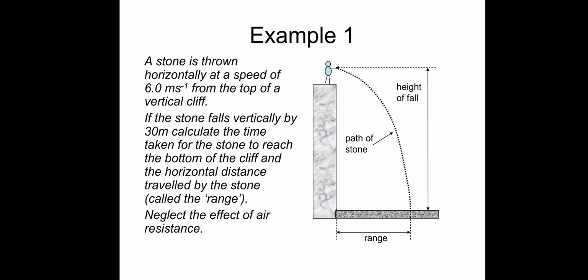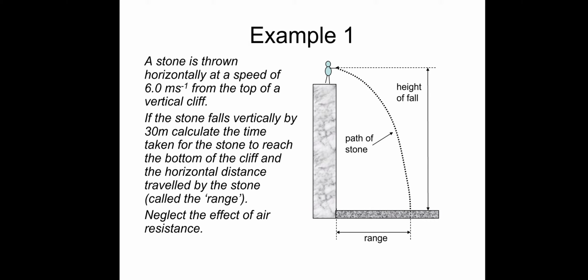So here's example 1. A stone is thrown horizontally at a speed of 6 meters per second from the top of a vertical cliff. If the stone falls vertically by 30 meters, calculate the time taken for the stone to reach the bottom of the cliff and the horizontal distance traveled by the stone, which we call the range. We're going to neglect the effective air resistance. And at A-level, that will always be the case.